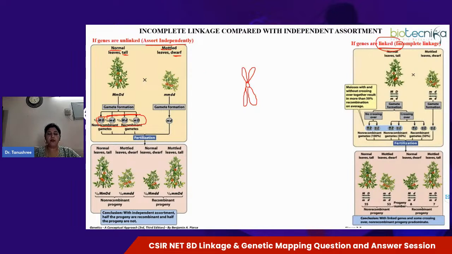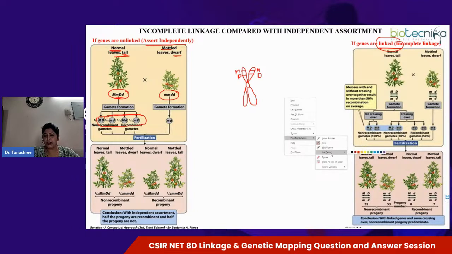So here we are performing a test cross where a heterozygous parent is crossed with a homozygous recessive parent. And you can see in heterozygous condition, we get the dominant trait. So we are getting normal leaf and tall stem height. During the gamete formation, if we have the genes arranged like this, let's say the crossing over occurs between the second and the third strand. So let me just draw the other homologous chromosome.